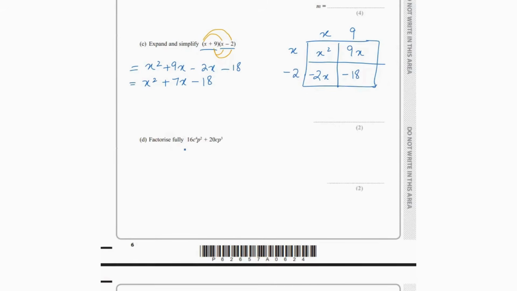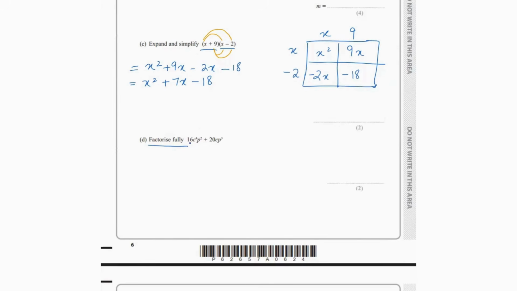Then factorize fully. So in this case, we have 16c to the power 4 p squared plus 20c p cubed. When it says factorize fully, you need to factorize fully. If you partially factorize it, you will get 1 mark. You will not score 2 marks if it's not fully factorized. So for factorization, when you have 2 terms like this, what you will do is you will identify the highest common factor between the 2 terms.